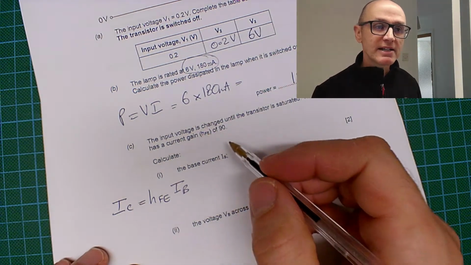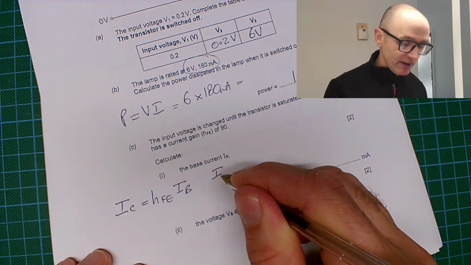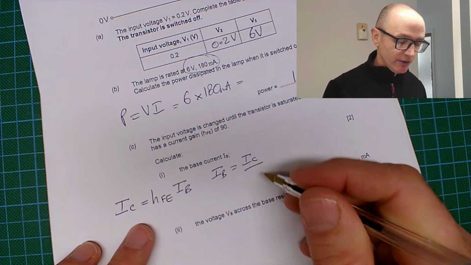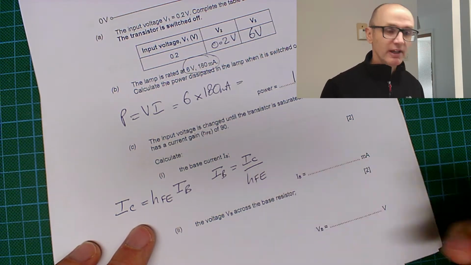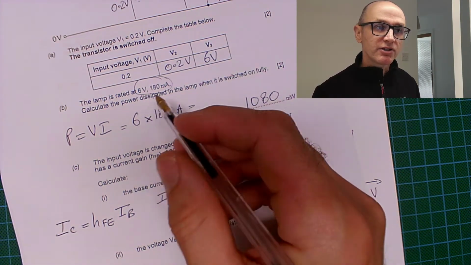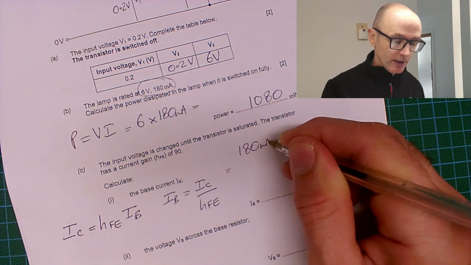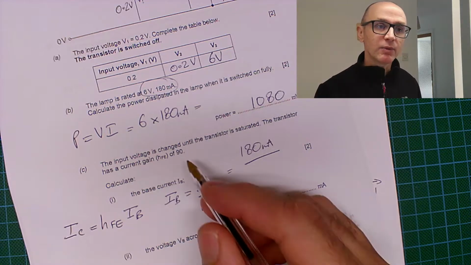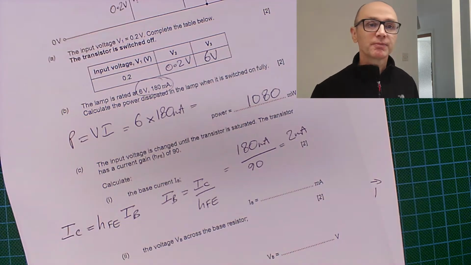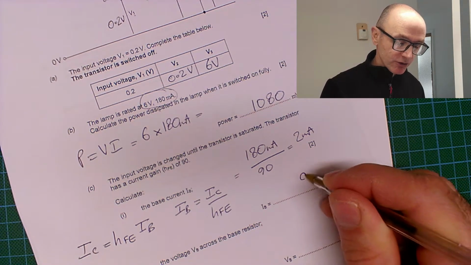All right, now we need to calculate IB, so we need to rearrange this. So we're going to say that IB equals IC over HFE. All right, so now IC is, what was it? IC is 180 milliamps. And we need to divide that by the gain, which was 90. So that's going to give us 2 milliamps. Okay, and they've already given you units, milliamps, so just write that 2.